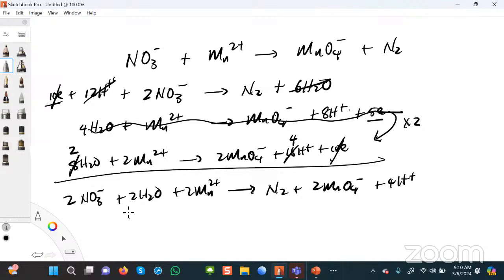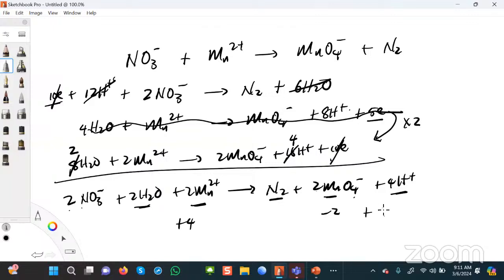But of course, as I said before, we do a final check through to make sure everything is balanced. So let's do that now. 2 nitrogens, 2 nitrogens. 6 plus 2, 8 oxygens. 2 times 4, 8 oxygens. 4 hydrogens, 4 hydrogens. 2 manganese, 2 manganese. And then as far as the charges are concerned, we have 2 times plus 2. So that's plus 4. And here we have minus 2.